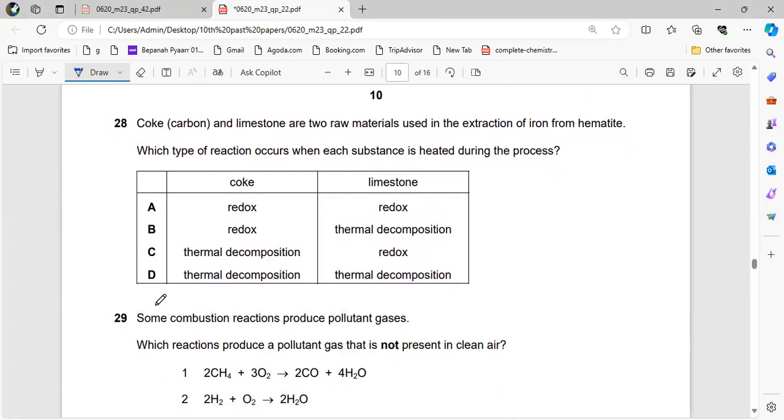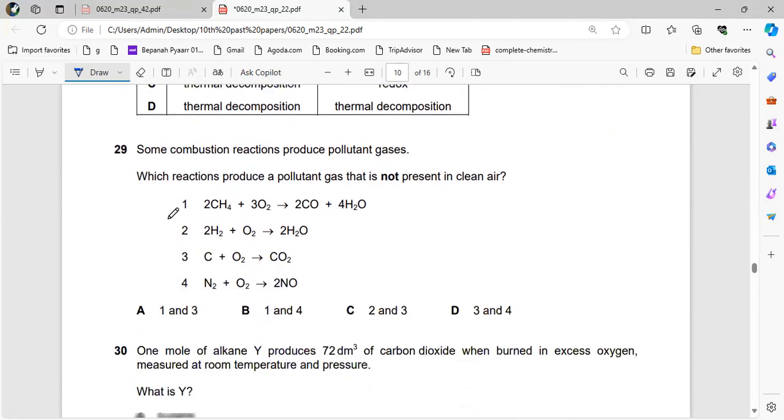Coke and limestone are two raw materials used in the extraction of iron from hematite. Which type of reaction occurs when each substance is heated during the process? In this case, coke will undergo a redox reaction, okay, and limestone will undergo thermal decomposition to remove the impurities. So it is option B.